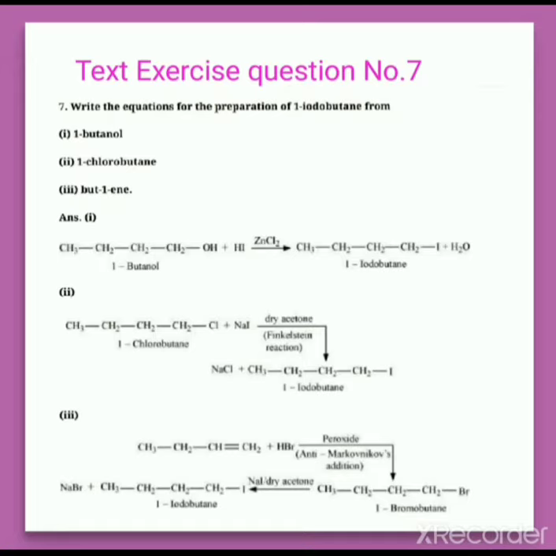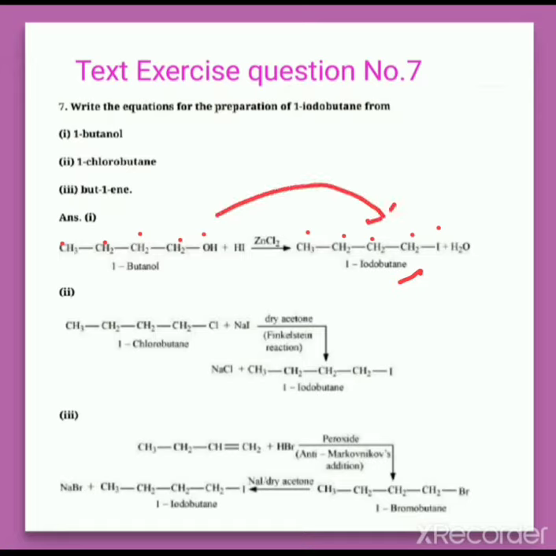So first of all, we need to make the structure for butanol. Butanol, but means 4 carbon, 1, 2, 3, 4 carbon. That means the compound must have 4 carbon and the OH group is the functional group here. Therefore butanol. And the product we need is 1-iodobutane. You can check, 4 carbon atoms are there and iodo is on the first carbon. So from this alcohol, we are preparing 1-iodobutane.